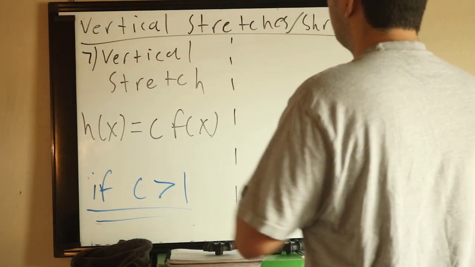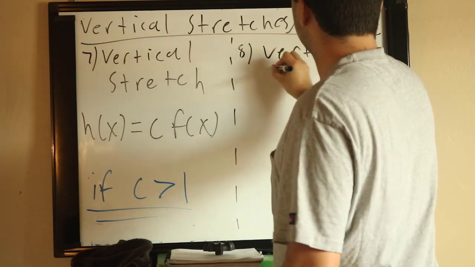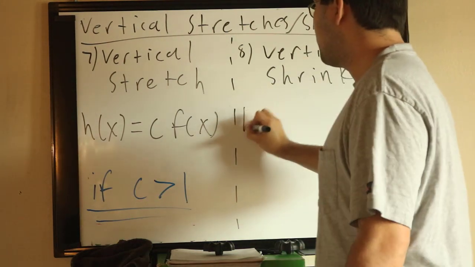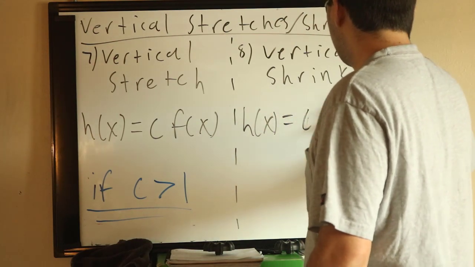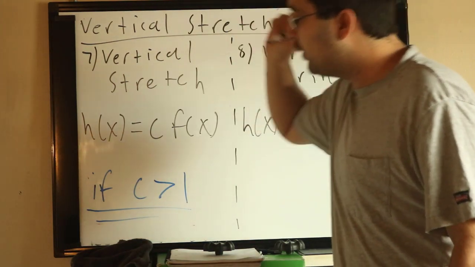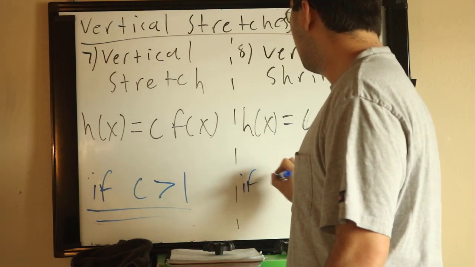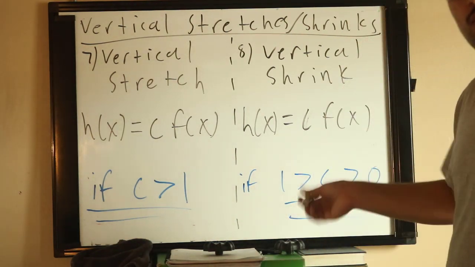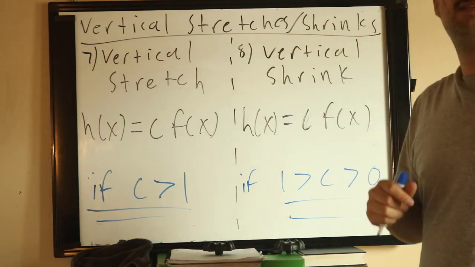Analogously, a vertical shrink starts the same way. It's h of x equals c times f of x, so our function multiplied by a constant. But where the important feature was the constant was bigger than 1, here it's going to be the opposite. Our constant is between 1 and 0. So when your constant is between 0 and 1, that is what we classify as a vertical shrink.